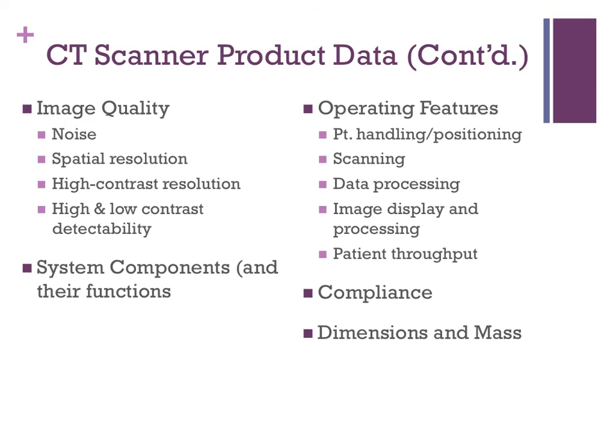Some more areas of the scanner product data include image quality, and what falls under image quality includes noise, spatial resolution, high contrast resolution, and high and low contrast detectability. System components and their functions, operating features, which could include patient handling or positioning, the scanning, data processing, image display and processing, and patient throughput. Compliance and dimensions and mass are two more areas of scanner product data.